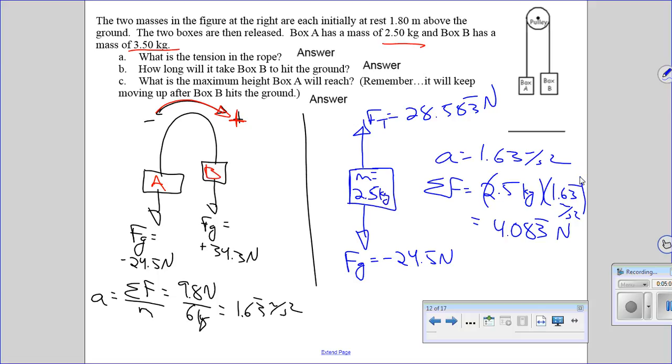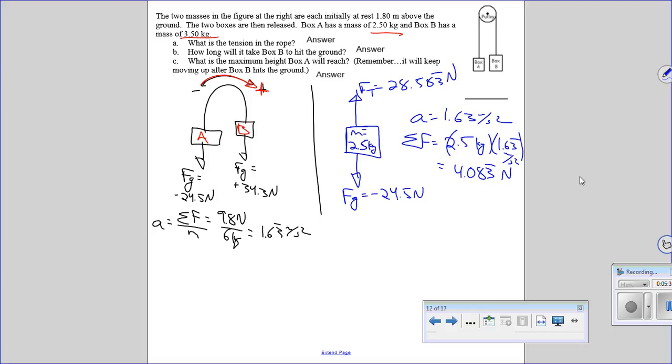Cool. Did I make a mistake? No, the tension should be positive. It's positive. The force of gravity is negative. Right, but the force of tension would be the magnitude. Here, let me write out the math. If we added 4 to negative 24, we get... Oh, I gotcha. Yeah, just the magnitude.